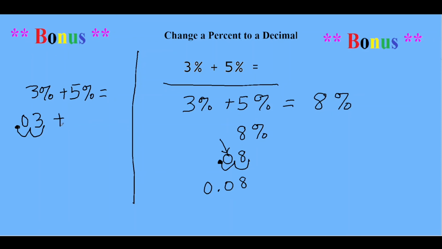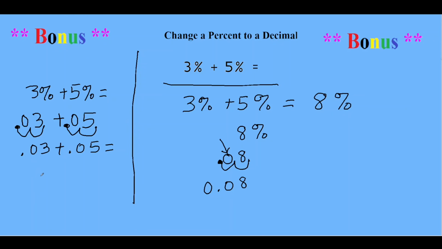I'll write a plus over here. And now I write my 5 without the percent sign. And there we go. There's my decimal point. 1, 2 spots. And I have a 0 over here. So we want to rewrite this. We don't want to have it look like that. So we'll write 0.03 plus 0.05. And that would equal, what would that equal?